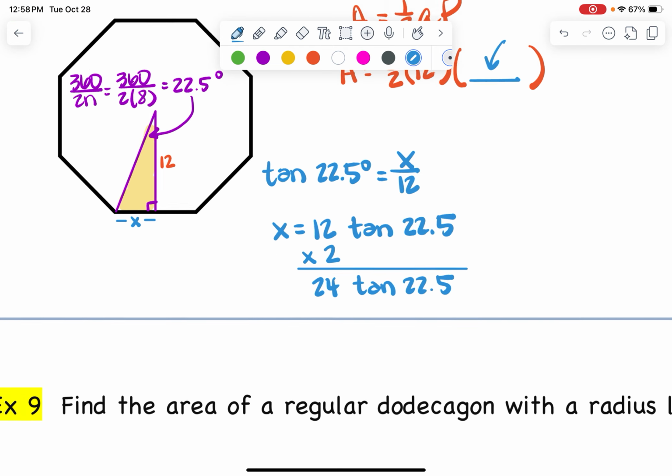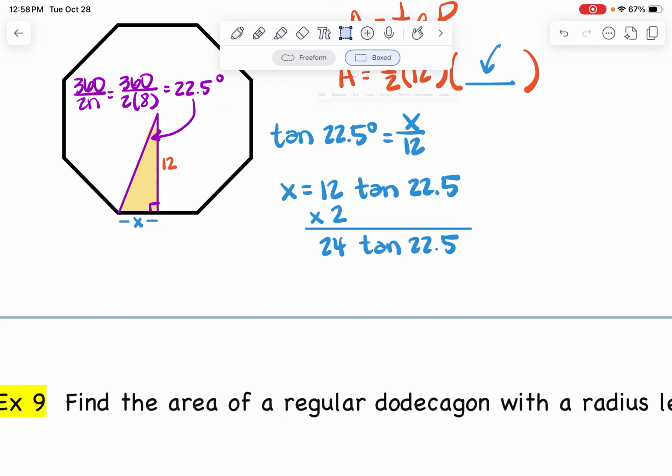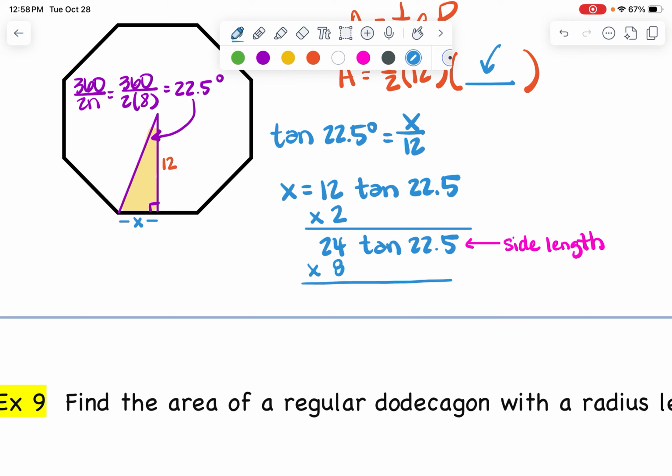Again, please remember when you're multiplying trig functions, you're only multiplying the number in the front. You cannot alter the angle, right? That 22.5 can't be changed. Now, by doubling it, this is just one side length. But I still need perimeter. So what do I need to do now? If that's one side length and there's 8 sides, then I need to multiply this by 8. Right, does that make sense? To get the total perimeter.